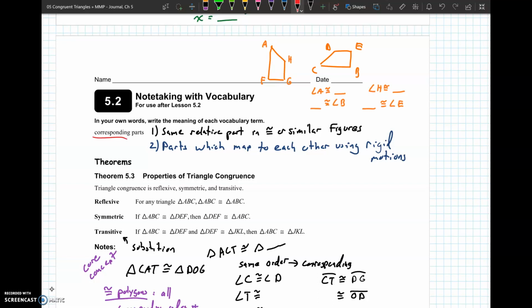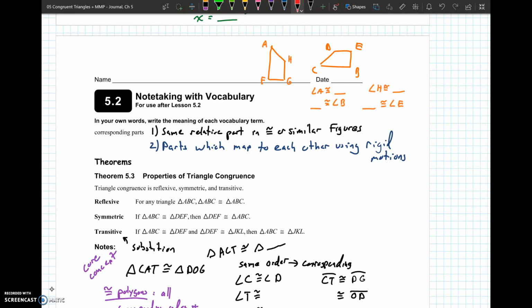So corresponding parts: same relative part in congruent or similar figures. We're looking mostly at congruent. Similar comes up later in here, but it does come up. Number 2 here in the blue: parts which map to each other using rigid motion. So you can match this up a couple of ways up here in the orange.